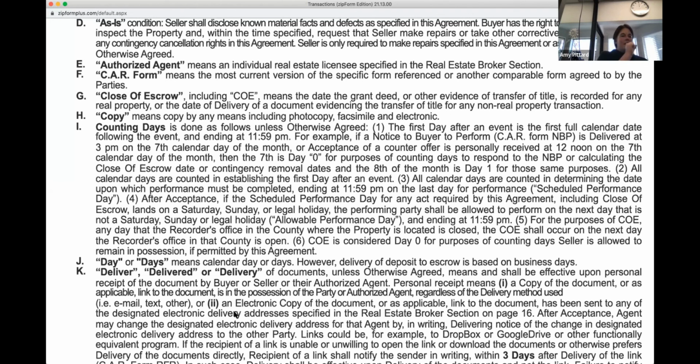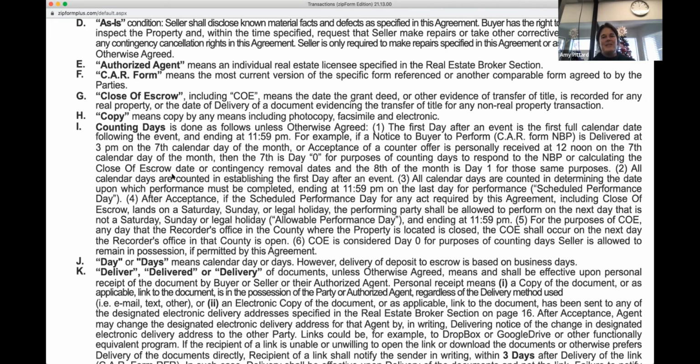For example, if a notice to buyer to perform is delivered at 3 p.m. on the 7th calendar day of the month, or acceptance of a counteroffer is personally received at 12 noon on the 7th calendar day of the month, then the 7th day is day 0 for the purpose of counting days to respond to the notice to buyer to perform, or calculating the close of escrow date or contingency removal dates. And the 8th of the month is day 1 for those same purposes. All calendar days are counted in establishing the first day after the event.